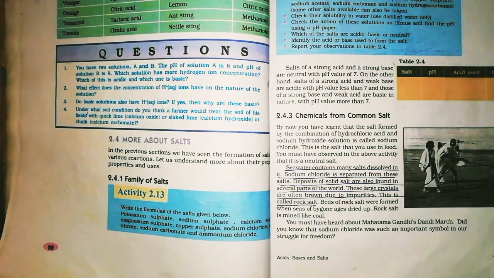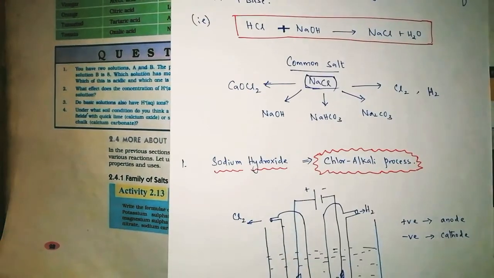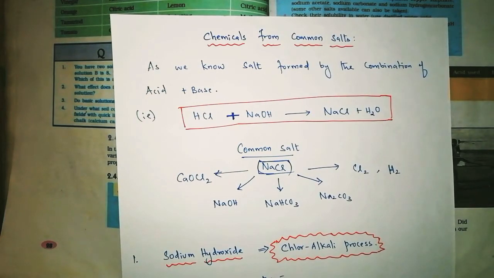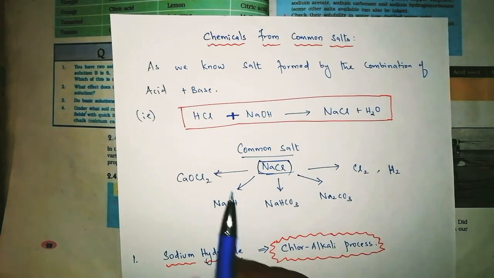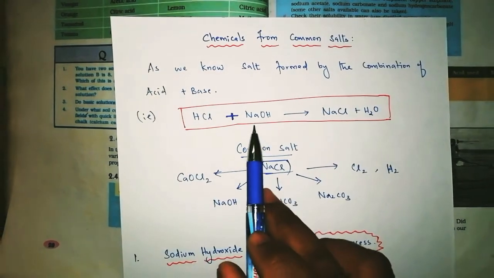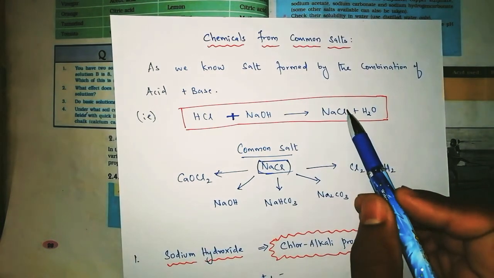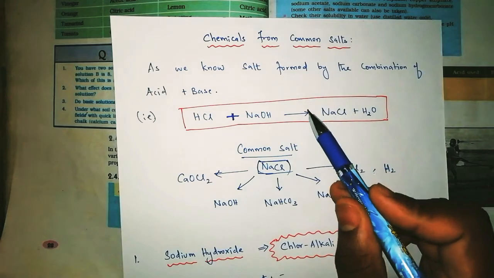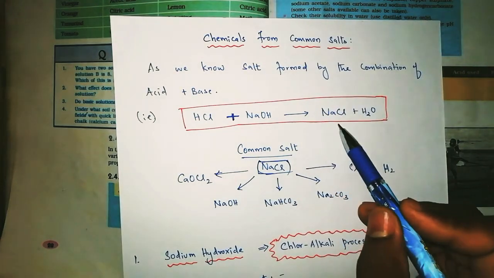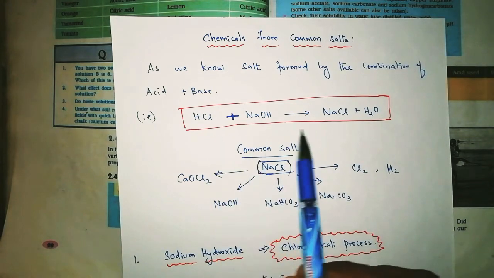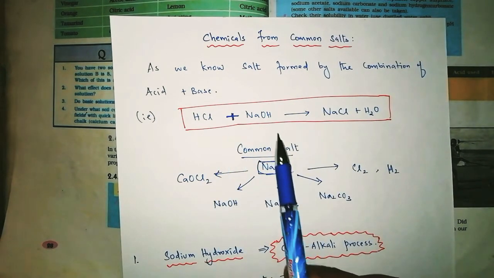2.4.3 in your book, page number 29, chemicals from common salt. As we all know, salt is formed by the combination of acids and bases, right? We know that hydrochloric acid combines with sodium hydroxide to give sodium chloride and water. This sodium chloride, the common salt that we use in our home, is formed by the mixture of hydrochloric acid and sodium hydroxide.